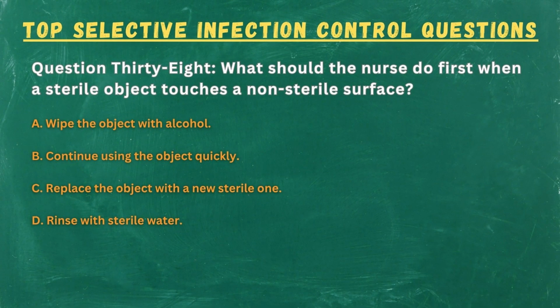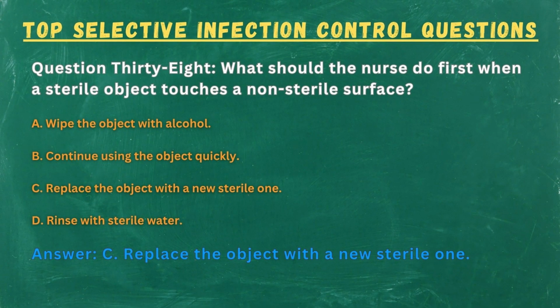Question 38. What should the nurse do first when a sterile object touches a non-sterile surface? A. Wipe the object with alcohol. B. Continue using the object quickly. C. Replace the object with a new sterile one. D. Rinse with sterile water. Answer: C. Replace the object with a new sterile one.